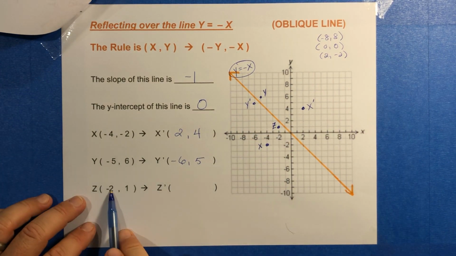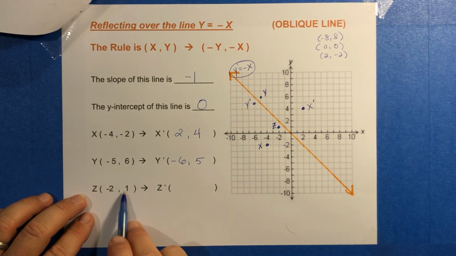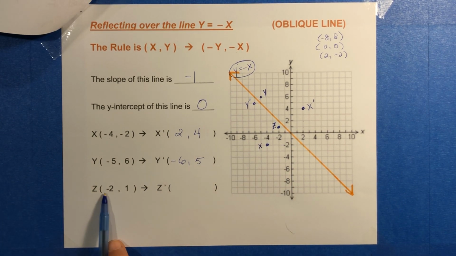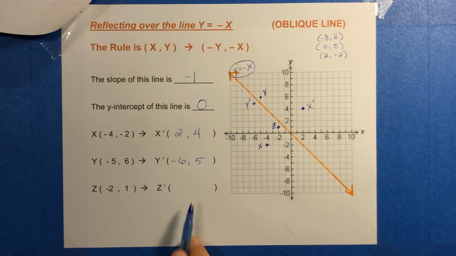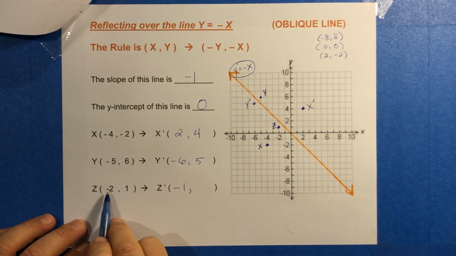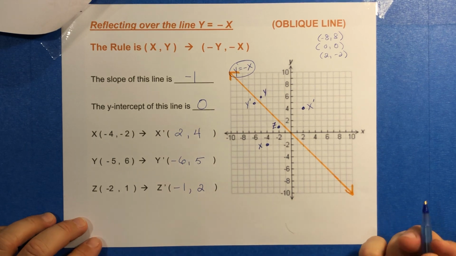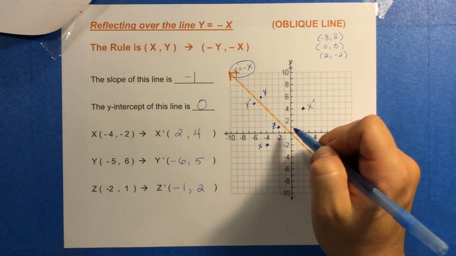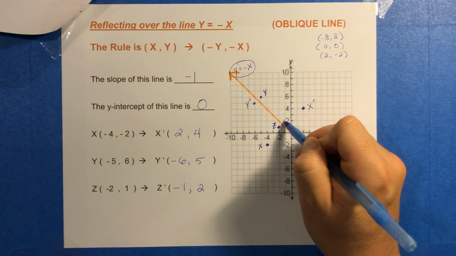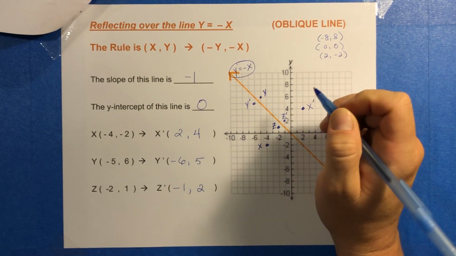Finally, we have negative 2, comma, 1 for z, which is right here. We're going to swap them and change their signs. So where will z prime end up? Well, let's think. Take the 1, put it in the first spot, change its sign. Take the -2, put it in the second spot, change its sign. So that will be -1, comma 2. There it is. Not much of a distance here, not much of a reflection.